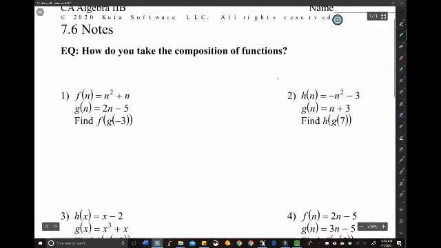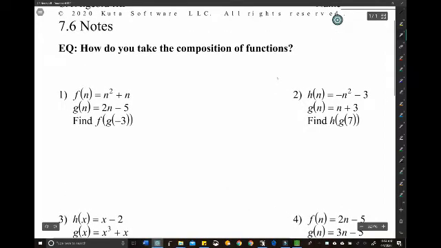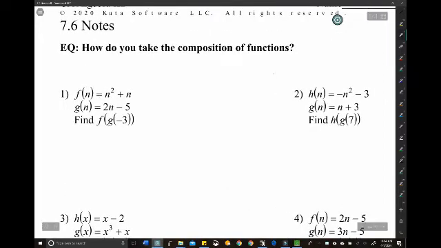How do you take the composition of functions? Okay, here is some tricky stuff, but by the end of it, you'll be masters. So some new notation to get by here. Same idea, we have two functions, f and g. And what we're doing now is taking the composition.